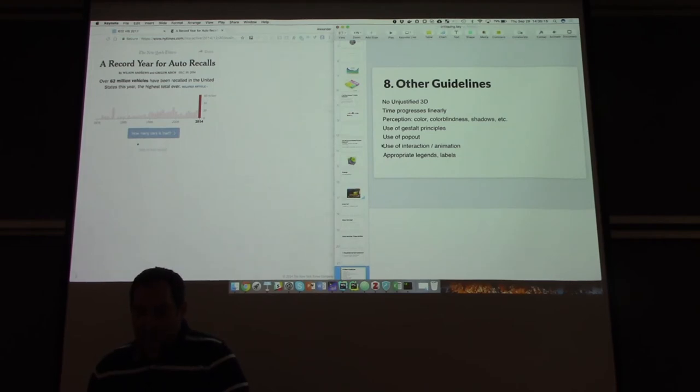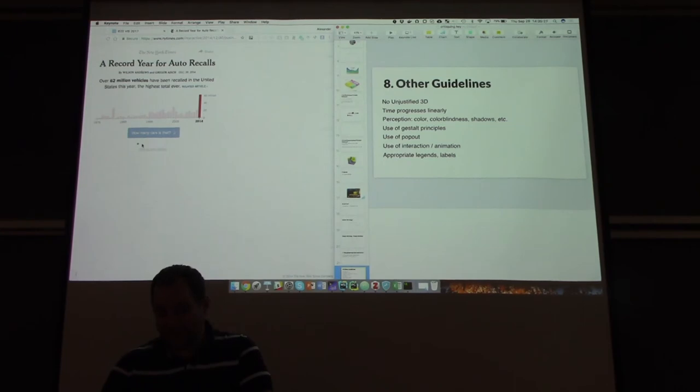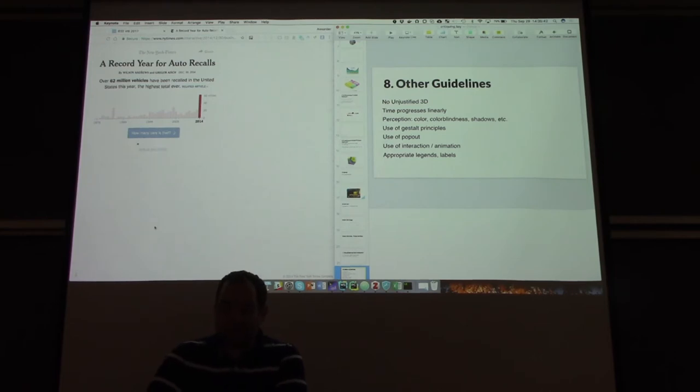And then other guidelines. We don't have unjustified 3D, and time progresses linearly in this chart. Here, I would say this doesn't really apply because we only see one time point. Perception: we talked about the issues with pop-out and how that leads us to overestimate the number of cars that are being recalled. It does use a gestalt principle of good continuation, right? We assume that those cars keep driving, but it's meaningless in some way.